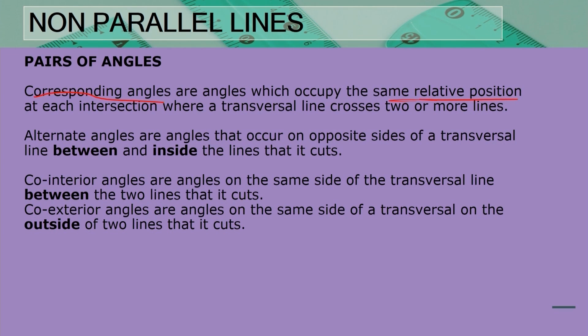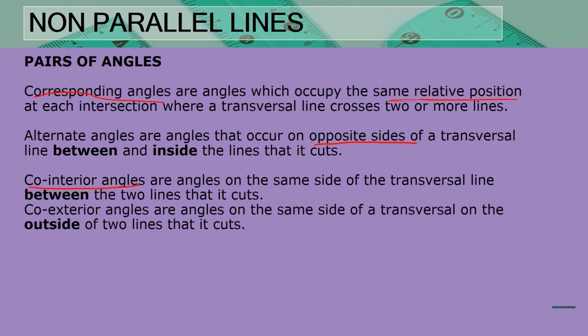We have interior alternate and exterior alternate, where these are angles that occur on opposite sides of a transversal line between or inside the lines that it cuts. Then we have co-interior angles, and these are angles on the same side of the transversal line between the two lines that it cuts. When it comes to co-exterior angles, these are angles on the same side of the transversal on the outside of the two lines that it cuts.